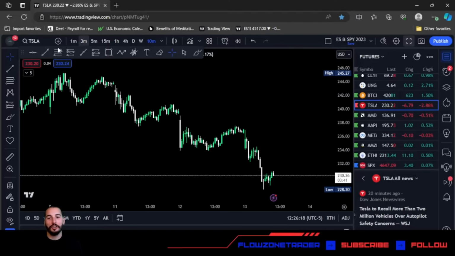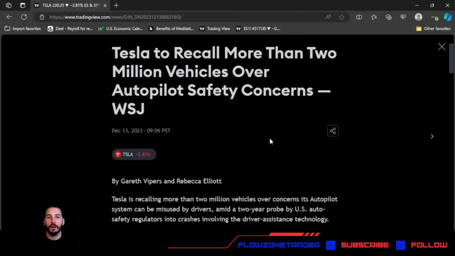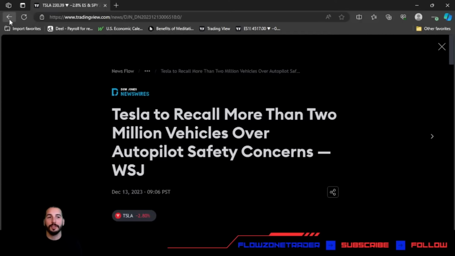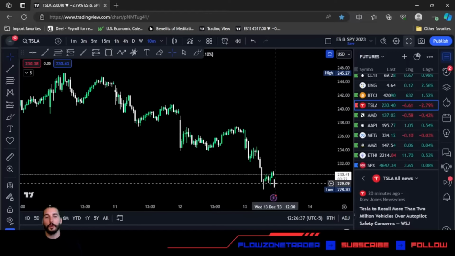So I'm currently on Tesla, and as you can see down here on the bottom right, I can see that 20 minutes ago some news hit the market. The news that hit the market was about a recall on more than 2 million vehicles due to some safety concerns. So how does that affect the market? Well, you can see the market started to sell off from that news. So that's how fundamentals affect the market. They are news catalysts for the market to move.